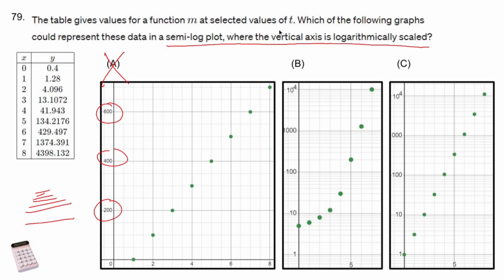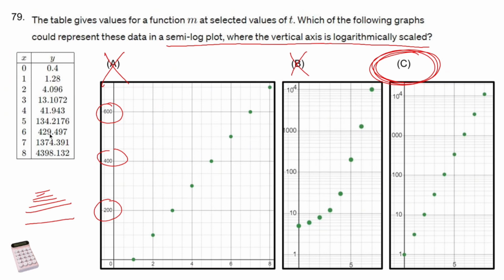Now, on a log plot, if you have an exponential function, it would appear to be linear. And C gives me that. One more time, on a semi-log plot, if you have exponential values, the dots appear to be linear, and C gives me that. B gives me what looks like is quadratic or something like that. It gives me a curve. If you have a curve on a semi-log plot, you don't have an exponential function. So it's not going to be B.